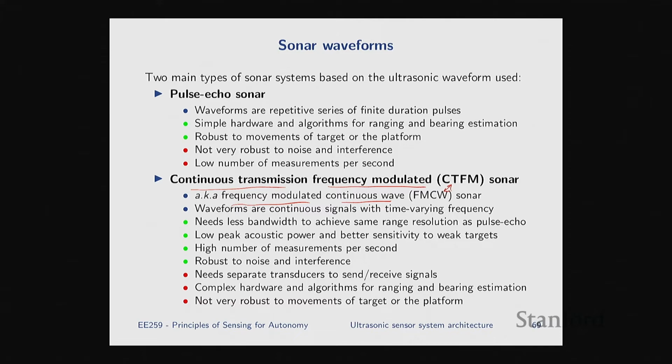There are certain benefits to this. They typically need less bandwidth. The average power that they send is lower because you're spreading out your transmission over longer durations, so you don't need to send very high peak powers. So there are fewer nonlinearities and things like that in the system. You can do a higher number of measurements per second, as we'll see again, because you're continuously transmitting your signal. You're not limited to short pulses. You will be more robust to noise and interference in these systems.